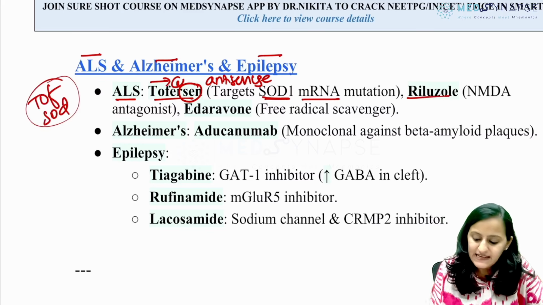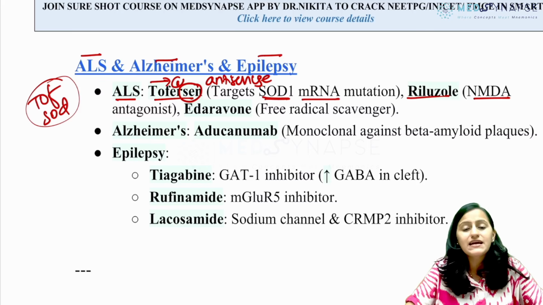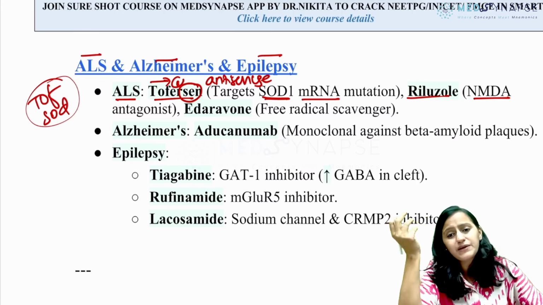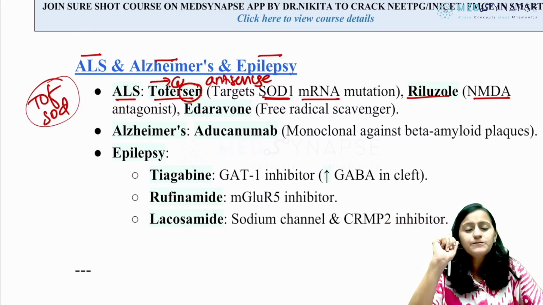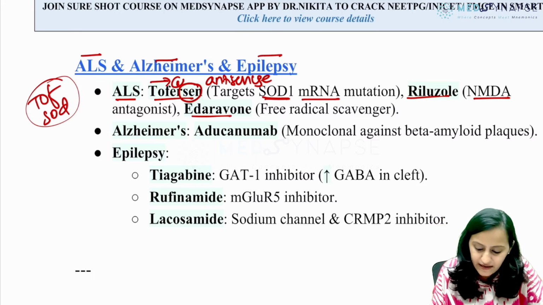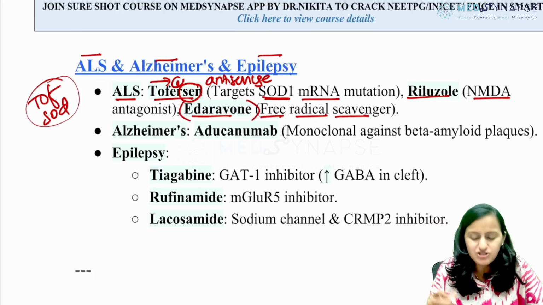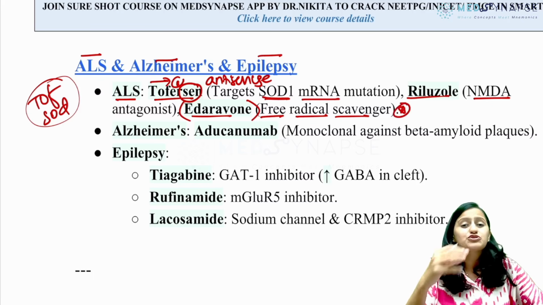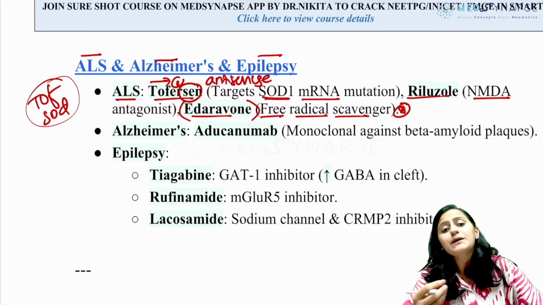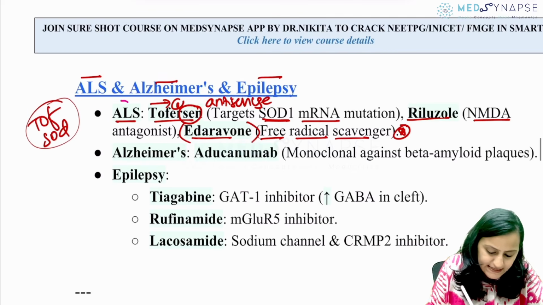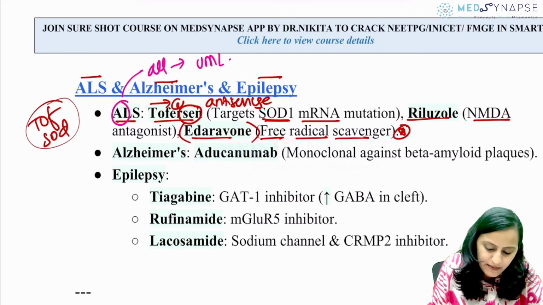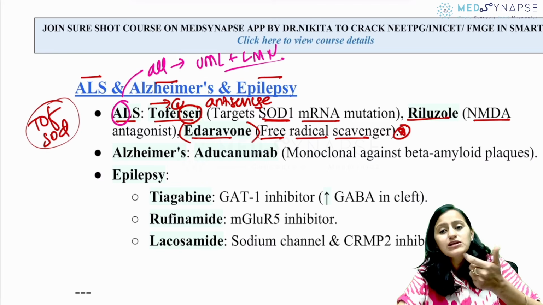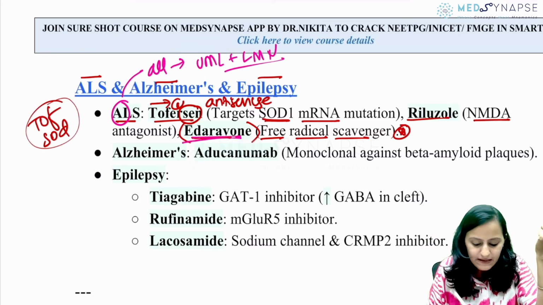Okay, then you have riluzole also used here. Riluzole is an NMDA antagonist. NMDA basically causes excitotoxicity in the brain. So we block NMDA, riluzole. Then you have edaravone, which is a free radical scavenger. The free radicals again cause damage. So edaravone is a free radical scavenger. So know these three drugs in ALS and know the mechanism of action. Remember in ALS, AL is for all, that is UMN plus LMN, both are involved in ALS. Okay, so riluzole, edaravone, even this has been asked in the exam, and tofersen.